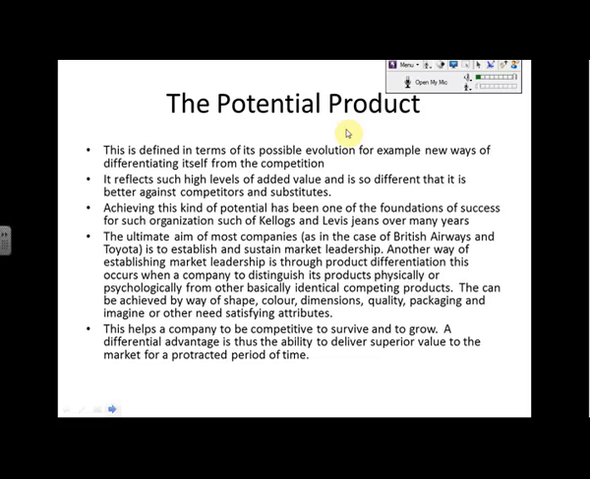Another way of establishing market leadership is through product differentiation. This occurs when a company is to distinguish its products physically and psychologically from other basically identical competing products. It can be achieved by way of shape, by way of color, by way of dimensions, quality, packaging, and image, or other need-satisfying attributes. This helps a company to be competitive, to survive, and to grow.